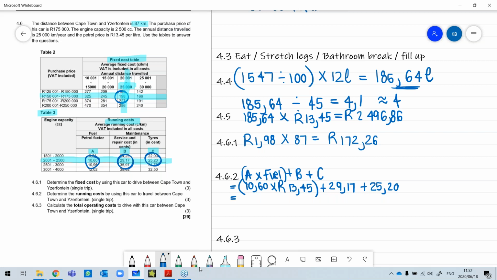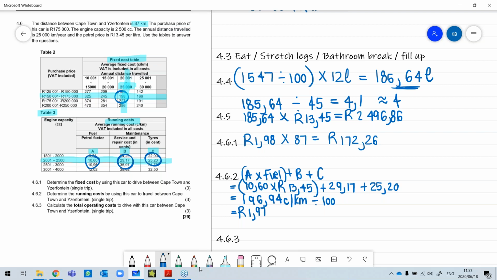Now, if you type that into your calculator, you are going to get an answer. Let's quickly double check that for you. 10.60 multiplied by 13.45 plus 29.17 plus 25.20 gives you an answer in cents per kilometer. Now, guys, we do not use cents per kilometer, so we divide our answer by 100. Remember, 100 cents in each Rand, and that means our answer in Rand value will be 1.97.